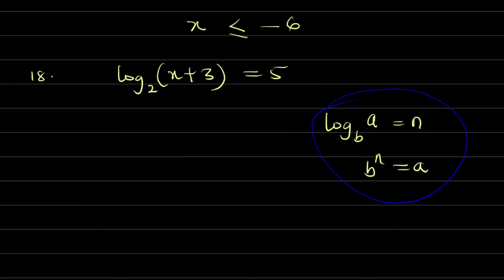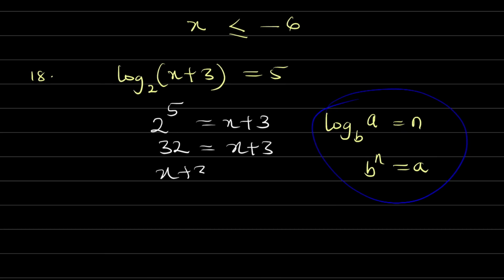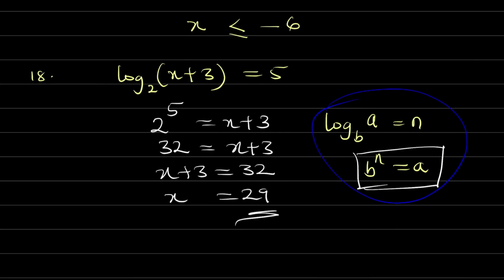With this simple rule, it simply means that the problem we're given can now be written as 2 raised to power 5 is equal to x plus 3. But 2 raised to power 5 is 32, which means 32 is equal to x plus 3, or x plus 3 is equal to 32. Subtract 3 from both sides gives us x equals 29. That is a very simple approach, and the major thing is this simple conversion that we did, which is the backbone of this problem.